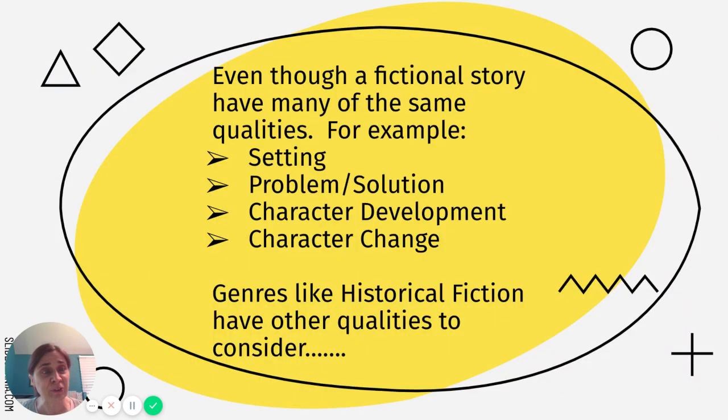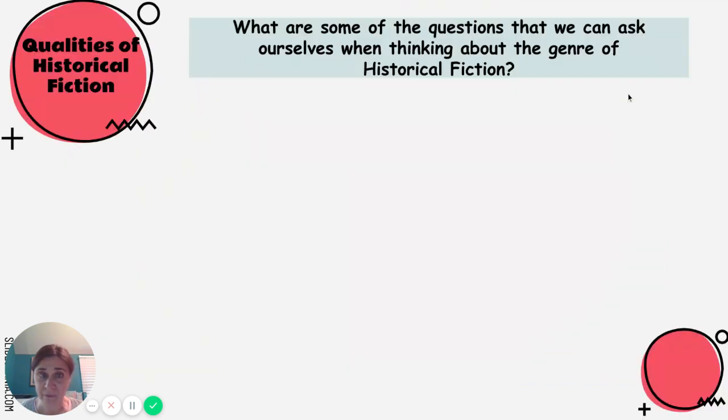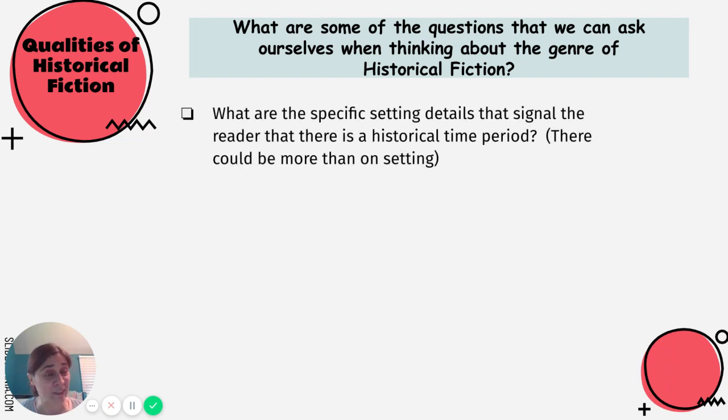So even though a fictional story can have many of the same qualities, like we just talked about, setting, problem, solution, character development, and character change, genres like historical fiction have other qualities to also consider. So what are some of the questions that we can ask ourselves when thinking about the genre of historical fiction? So the first question we can ask ourselves, what are the specific setting details that signal the reader that there is a historical time period? So again, thinking about setting, but in a historical time period.